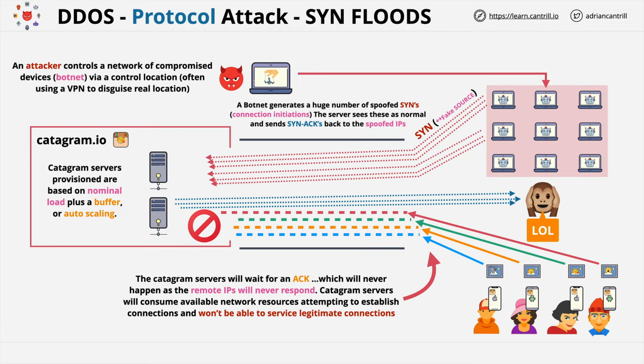Because this three-way handshake is designed to work with slower or less reliable connections, our catagram.io infrastructure will wait. It will attempt to connect to these fake source IP addresses. And while these connections are waiting for this second part of the three-way handshake, these resources can't be used for legitimate connections. And so if the botnet is large enough, if it contains a sufficient number of compromised hosts, then it can, in theory, completely take down the service provided by the catagram.io infrastructure.